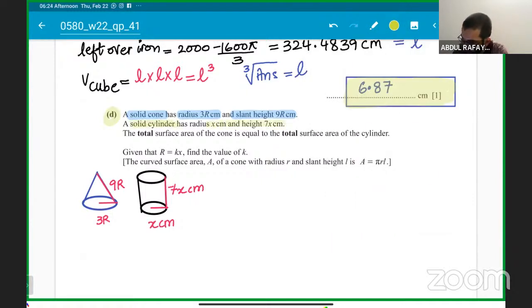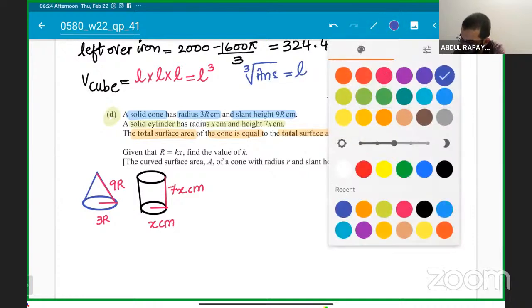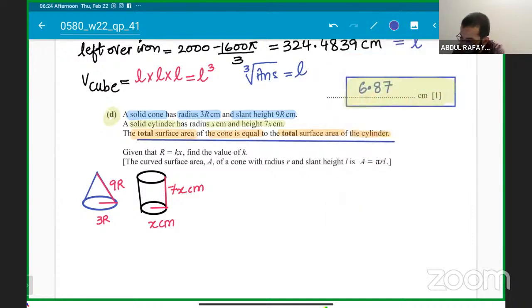A solid cylinder has radius x and height 7x. And what they are telling us is that the total surface area of the cone is equal to the total surface area of the cylinder, sir. So what students need to understand is that we will have to equate the surface area of the cone with the surface area of the cylinder, okay? Is everyone getting it, guys?